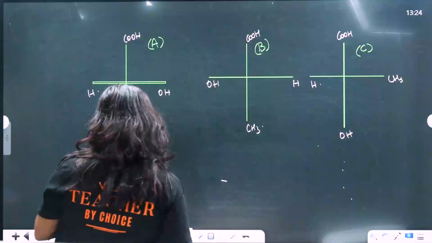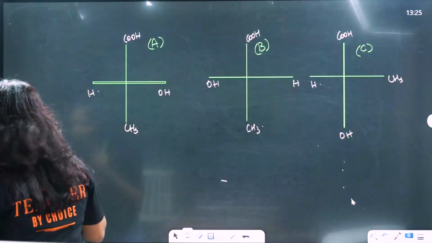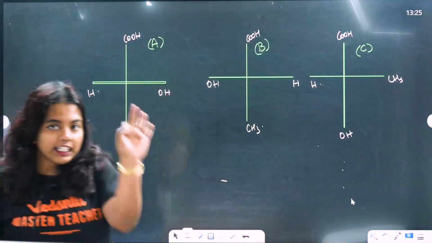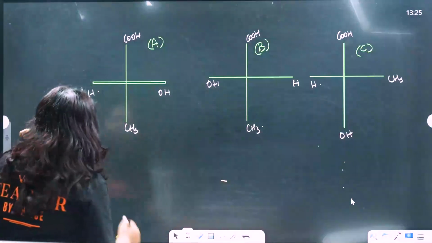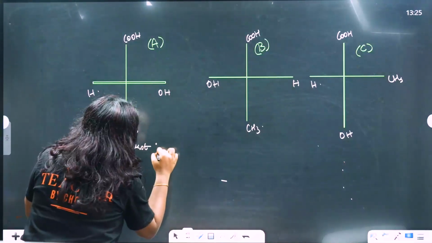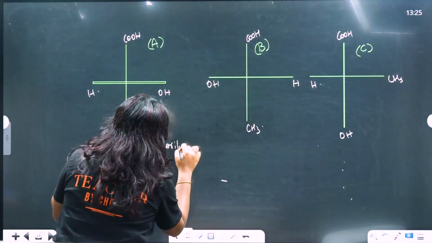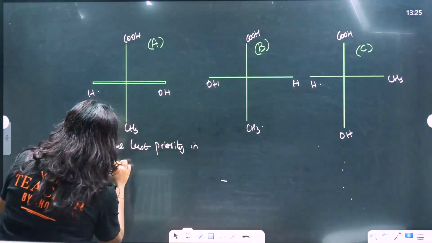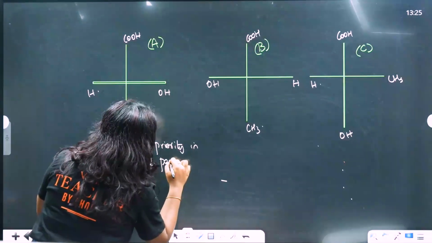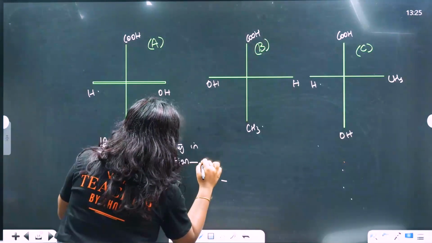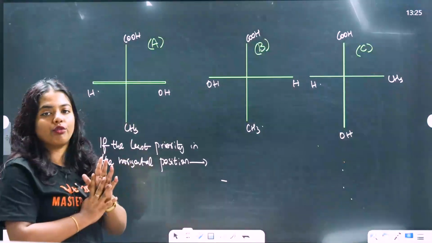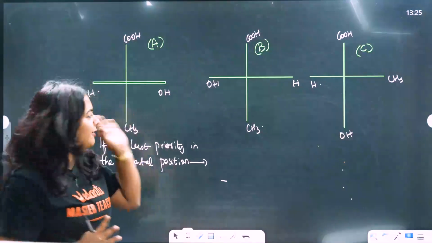Least priority. Okay, least priority group வந்து இதுல எது least priority group அது horizontal இருக்குறேனா, if the least priority group in the horizontal positionல இருக்கிறீங்கன்னா, இப்போ அவங்களுக்கு S கான்ஃபிகரேஷனா இருந்திருக்கும், ஆனா நம்ம வந்துங்களா என்ன சொல்லணும், R தான் சொல்லணும். Okay, I will give you an example.